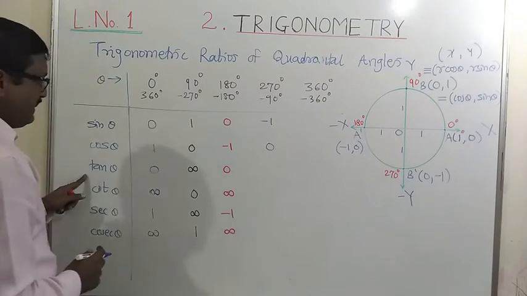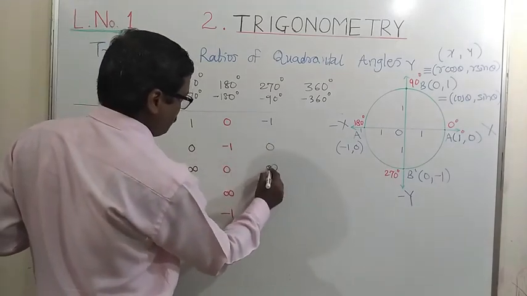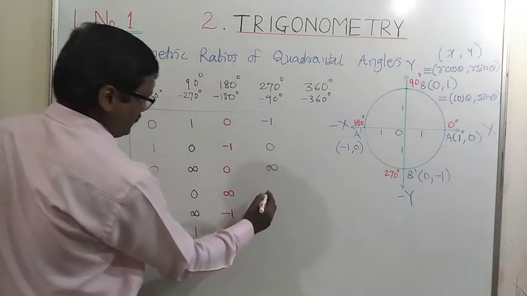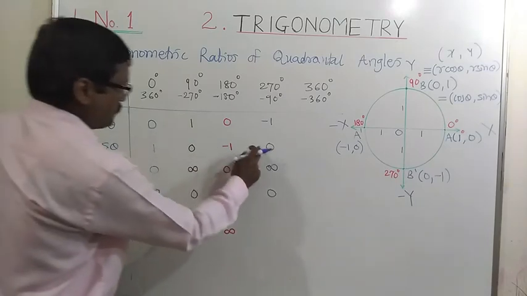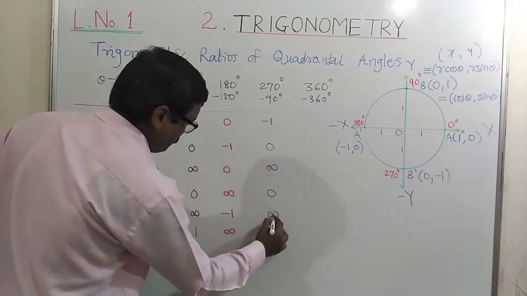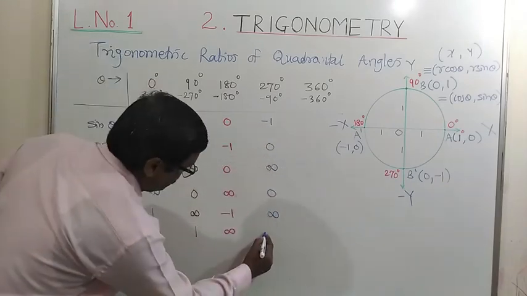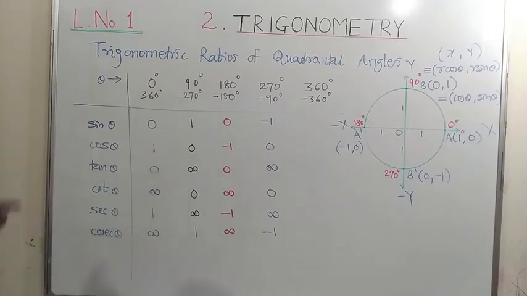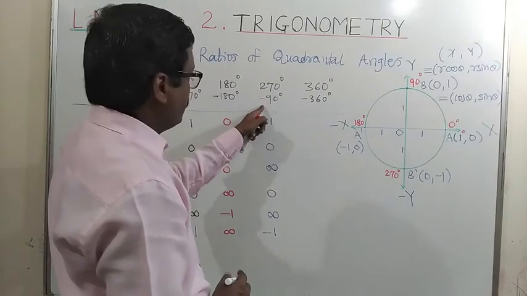From this, find tan, which means sin upon cos, so minus 1 upon 0 is not defined. Cot means cos upon sin, 0 upon minus 1 is 0. Sec theta is 1 upon cos, so 1 upon 0 is again not defined. And cosec is 1 upon sin, 1 upon minus 1 is minus 1. So these are the values of trigonometric ratios for angle 270 or minus 90.